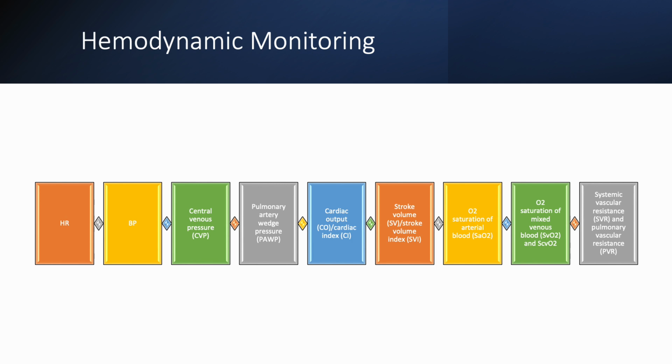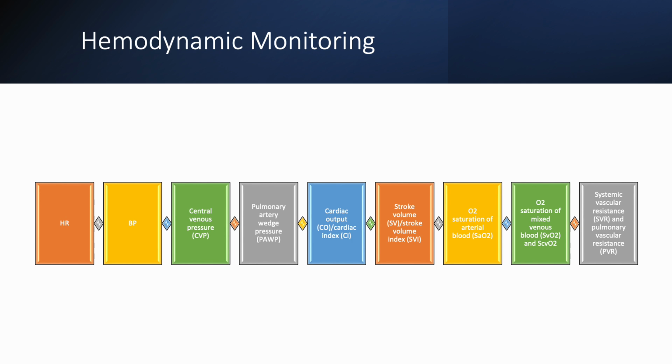Here's a summary of the key hemodynamic parameters listed in this slide. Heart rate is the number of heartbeats per minute. Blood pressure, the force of blood against arterial walls, is measured as systolic over diastolic pressure. Your CVP is the pressure in the large veins returning blood to the heart, used to assess fluid status and venous return. Pulmonary artery wedge pressure, or PAWP, reflects left atrial pressure and is useful for assessing left ventricular function and fluid status.